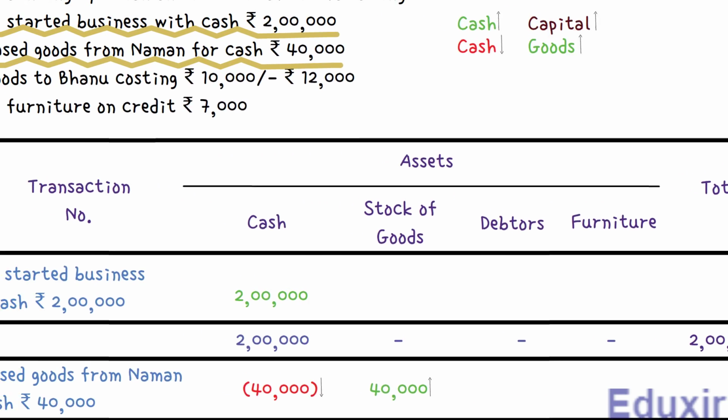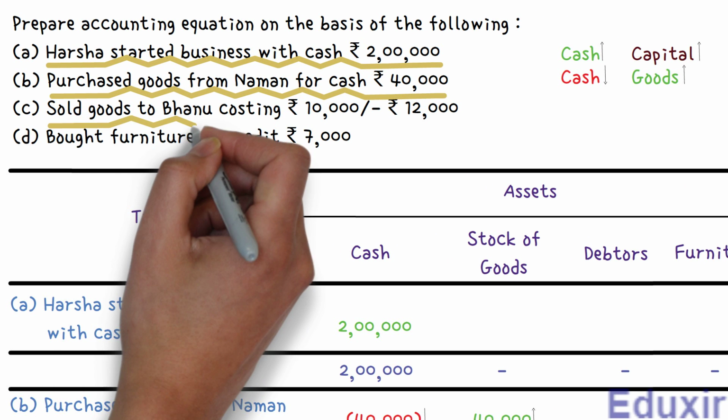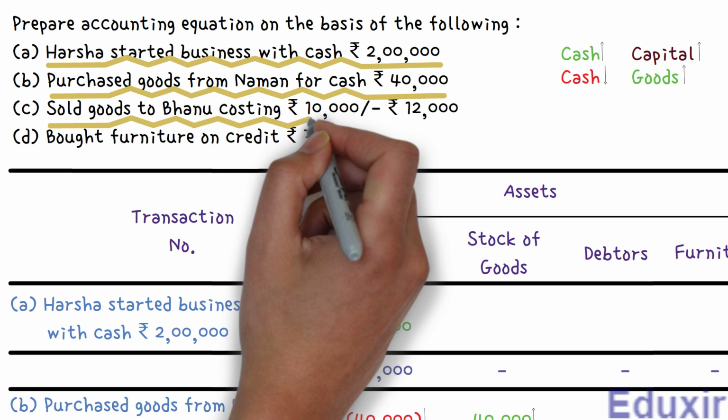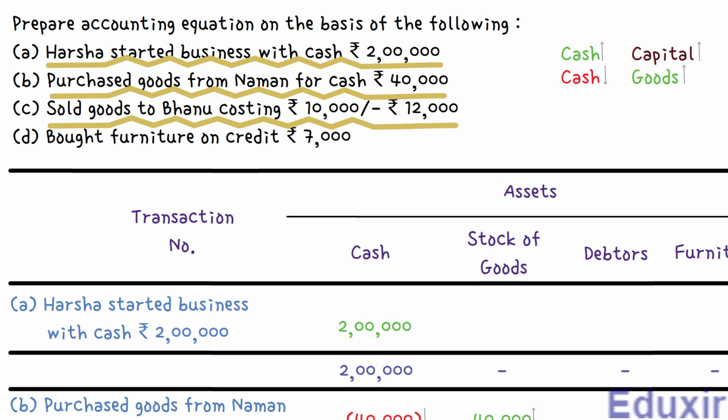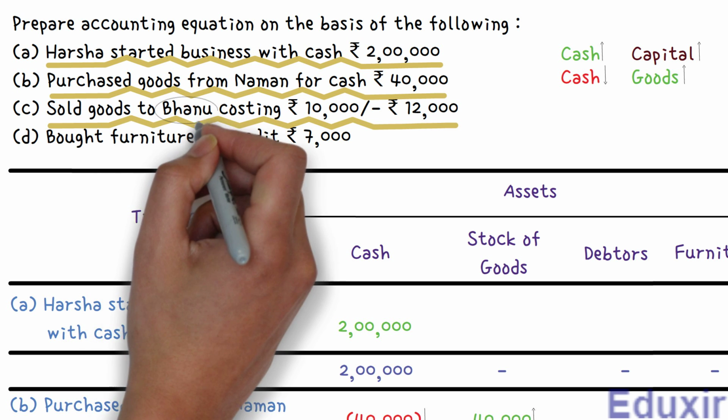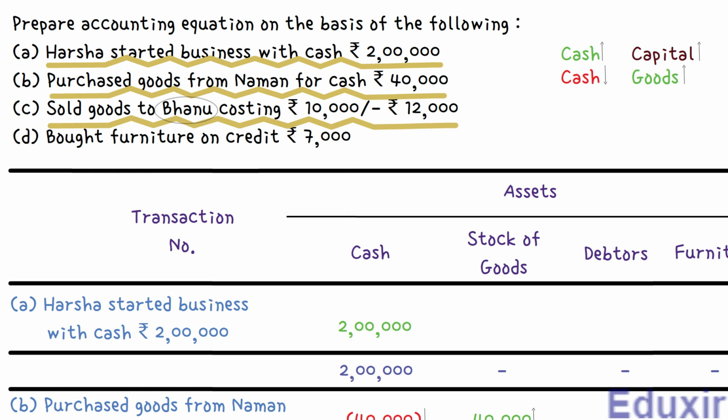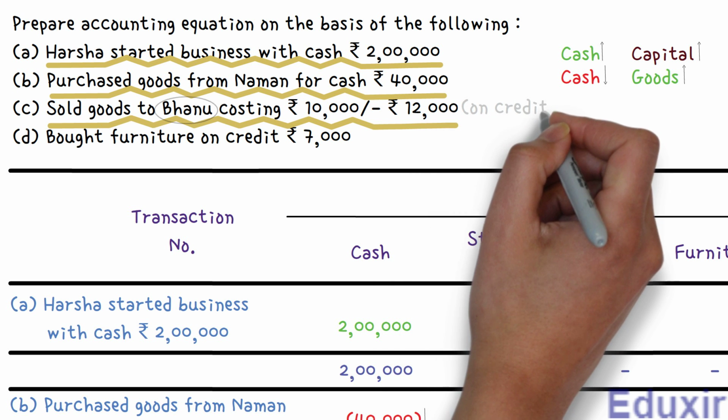Let us now take up the next transaction. In this transaction, the business has sold goods worth of 10,000 rupees for a selling price of 12,000 rupees to the buyer Bhanu. Note here that the name of the buyer Bhanu is given. When the name of the buyer is given, we consider that the goods are sold on credit, not for cash.